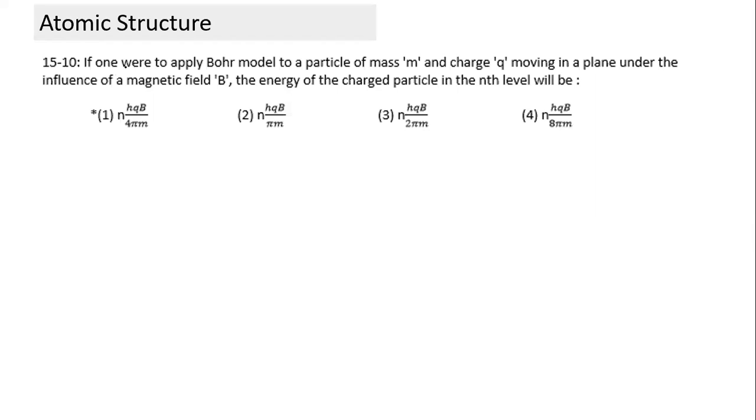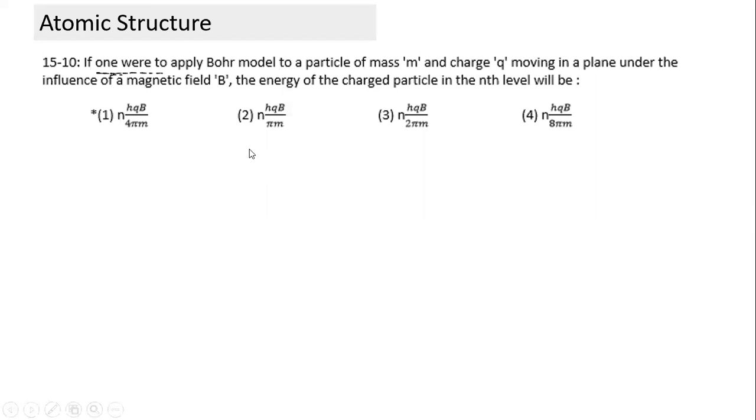So let's take this question. If one were to apply it, it is not truly valid, but if we assume Bohr's model were valid, in the case of an electron moving in a circular orbit under the influence of a magnetic field, what will be the energy of the charged particle in the nth level? Now, this is the question.